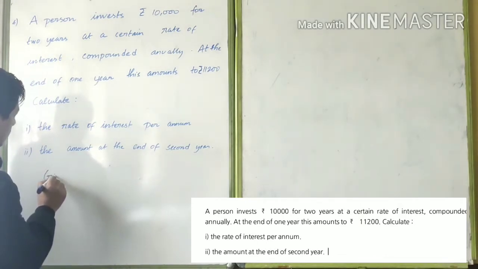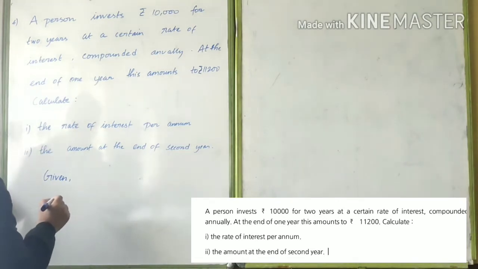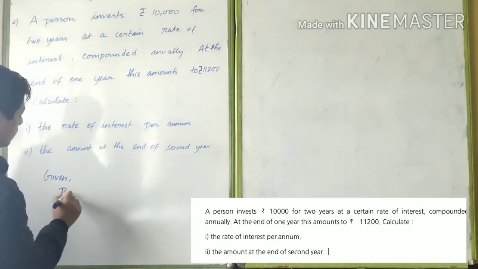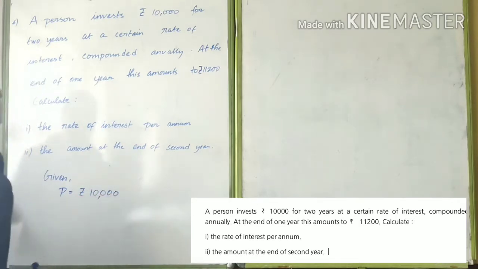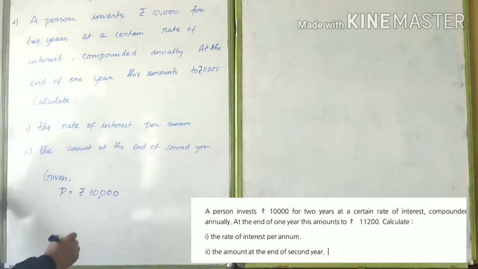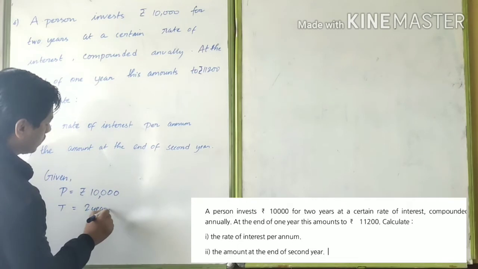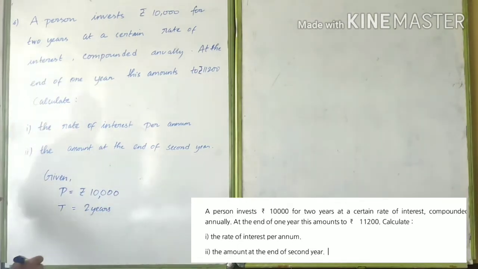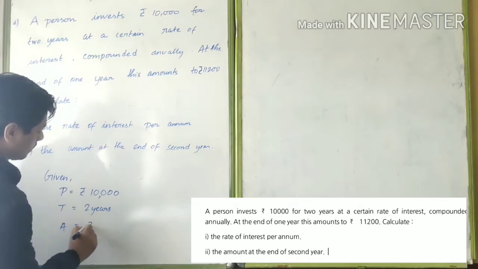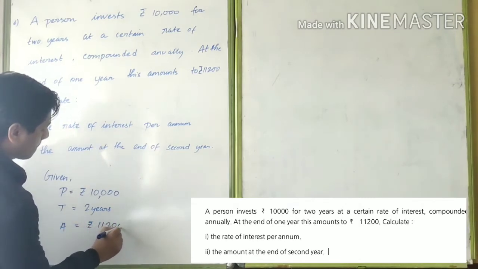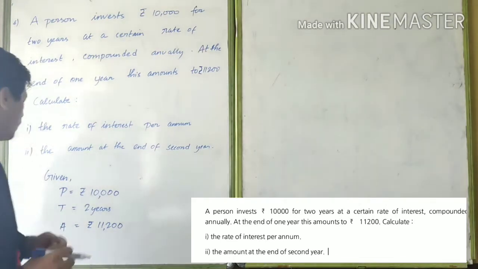So, let's get started. Let's note down whatever is given in the question. The P is given. Time is given, and the amount is given. So we have to find the rate.